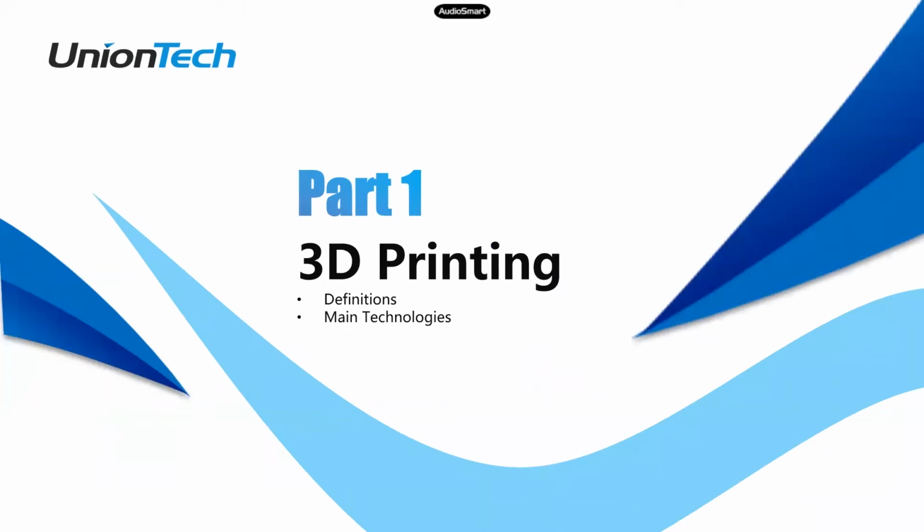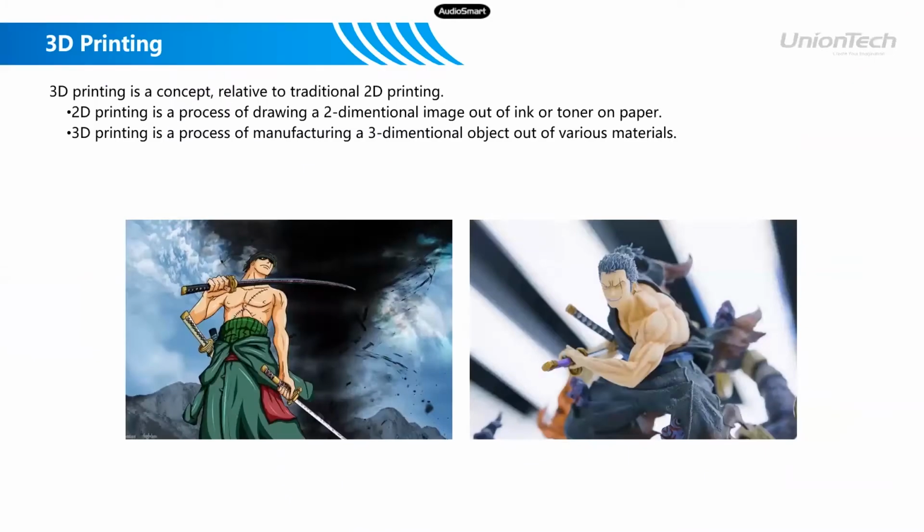Now let's start from part number one, 3D printing. What is 3D printing? Actually, it is a concept relative to the traditional 2D printing. As you can see, for example, the warrior in the picture on the left is printed on a piece of paper. But if you have a 3D printing file and a 3D printer, you can have a real, or let's say physical, cartoon character in your hand.